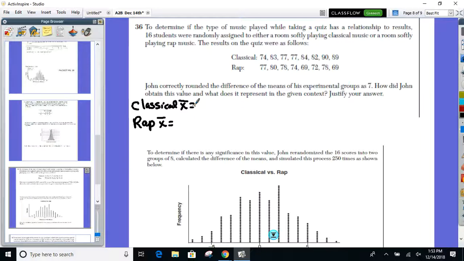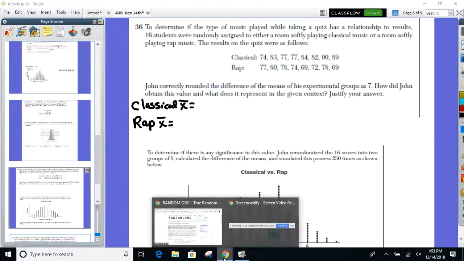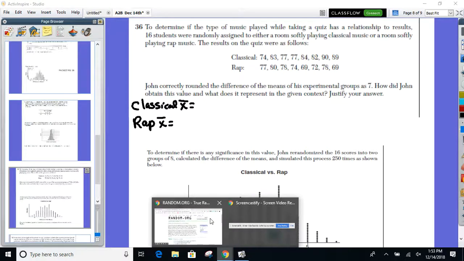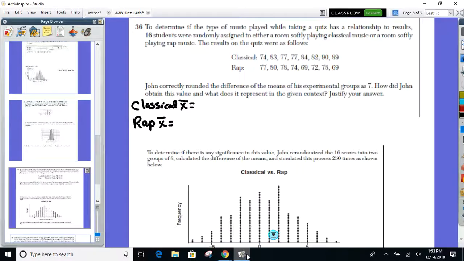Anybody finding the classical mean? When you get it, what was the classical mean? Redo that, Mary. You get better than that. Add them all up, divide by 8. Well, Mary's doing that. What about the rap one? 0.625. I'll round it in a second. What do you got now, Mary? 82. Yep. All right, still waiting.